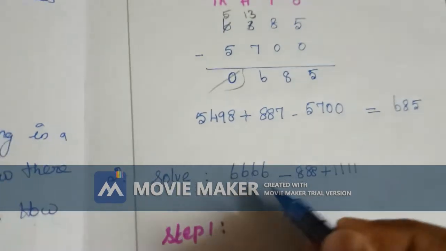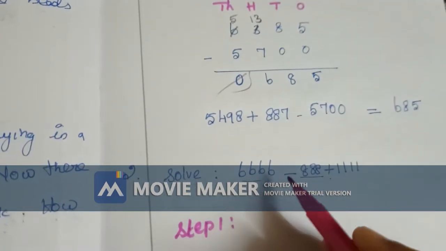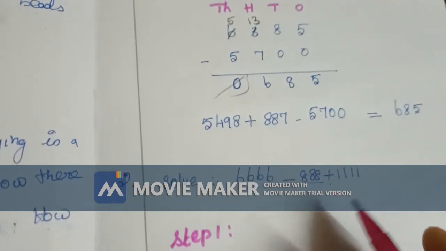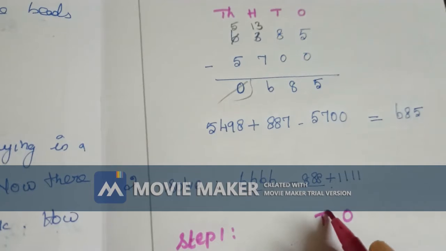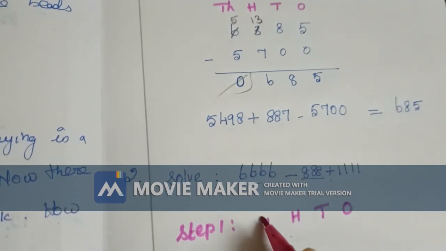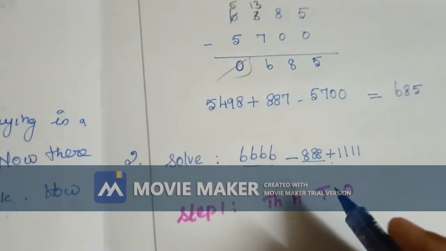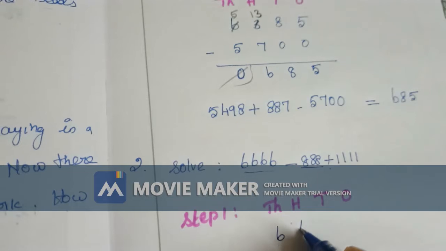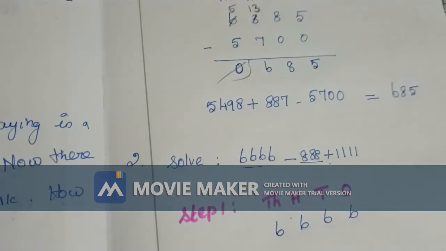Subtract these two numbers. Here the greater number is 6666. This is a 4-digit number, so the place values are ones, tens, hundreds and thousands. Okay? Then next, write this bigger number, 6666. Then subtract 888.